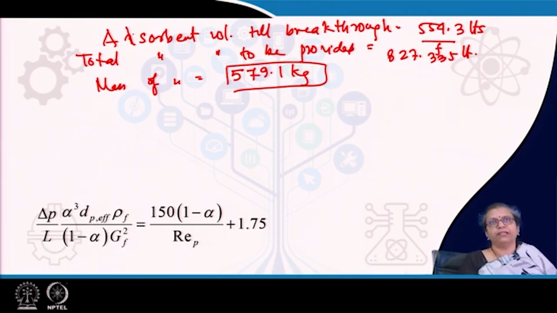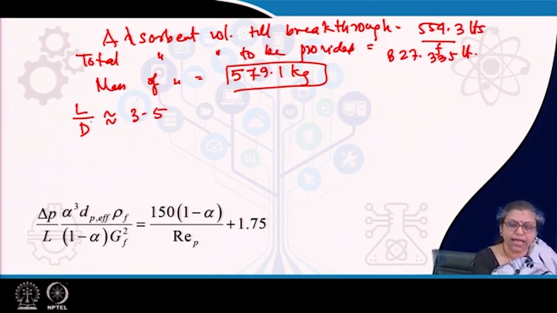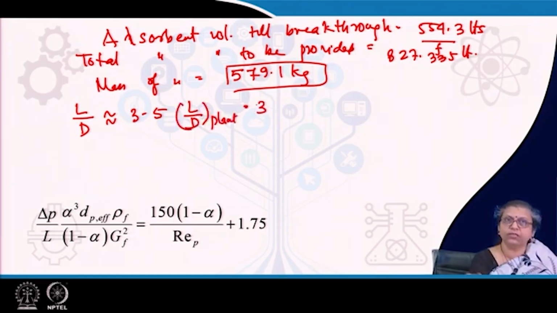Now, normally for finding out the dimensions, since we will be operating with a vertical column, you will be learning more about this when we go for discussions on pressure vessels, etc. Generally, L by D lies between say 3 to 4 or 3 to 5. So, accordingly, for the actual contactor, L plant by D plant, we have assumed this to be 3. You can also assume it for 4.